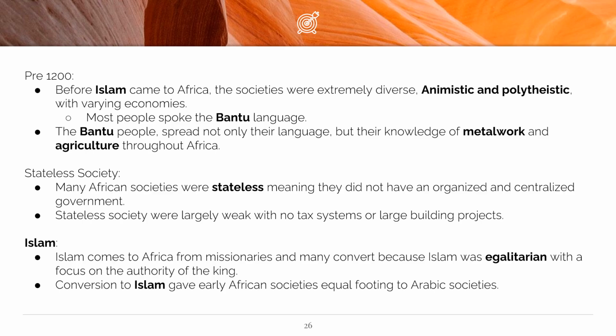When Islam was introduced to Africa, it was first introduced through missionaries. People did begin to convert because Islam was egalitarian. It did have a focus on the authority of the king. It kind of stratified that social hierarchy for them. So we did see a pretty large amount of people who converted to Islam, which will give early African societies equal footing within these Arabic societies.